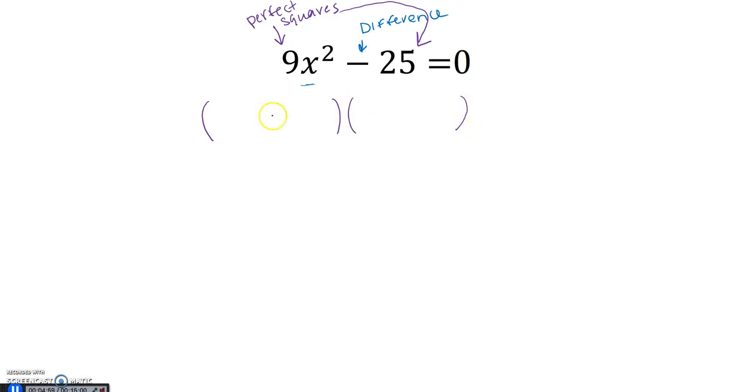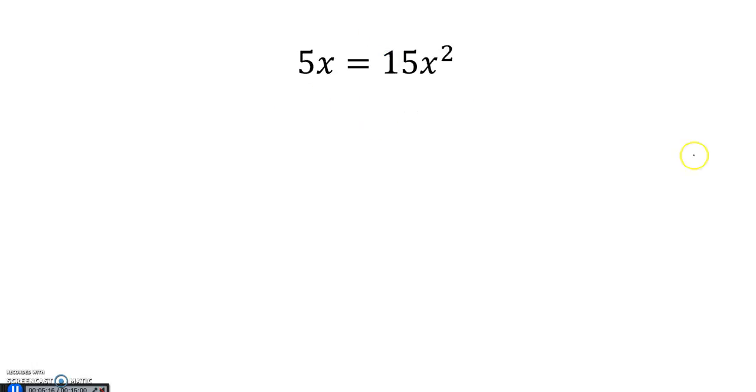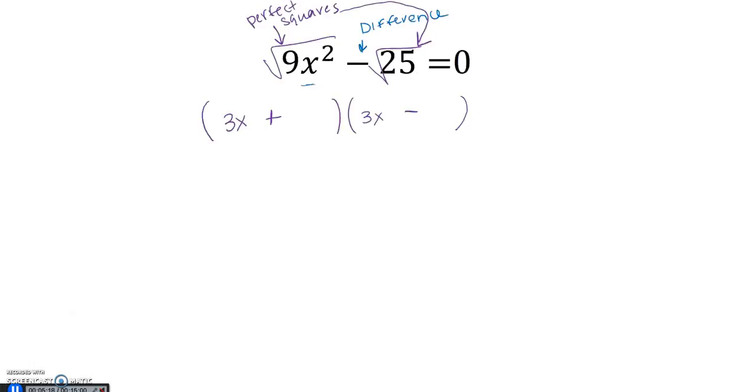When you're doing the difference of squares, one of your sets of parentheses is going to be a plus, and one of your sets of parentheses is going to be a subtraction. All you have to do now is basically square root each individual number. The square root of 9x squared is 3x. So that goes in the first position of both parentheses. And then the square root of 25 is 5, so 5 goes here and here. And this is still equal to 0.